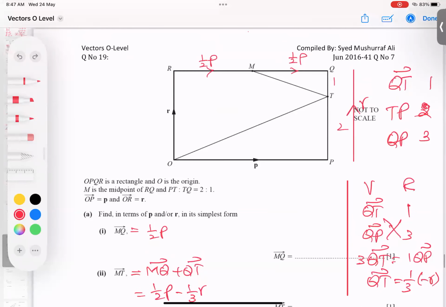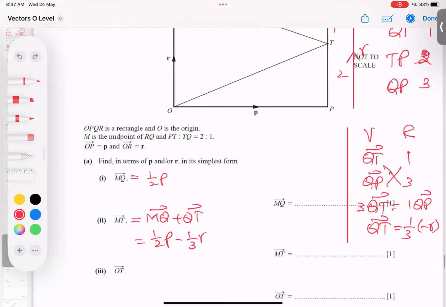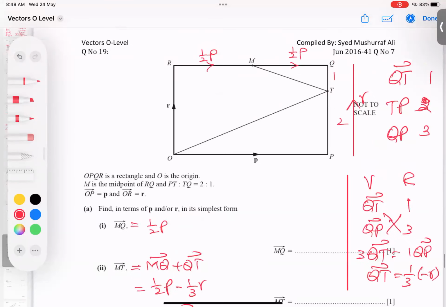OT. What is OT? I have 2 choices: O to P, then P to T, or I can go a long path. Even from this path I can go. This is P. I'm writing the path first of all: O to T is O to P and P to T. O to P is very clear and prominent. But now I'm doing the shortcut.